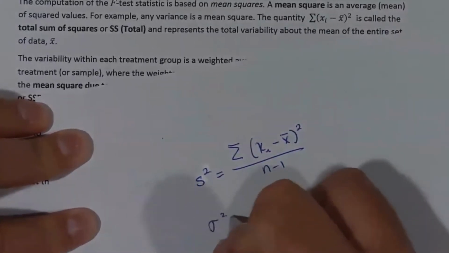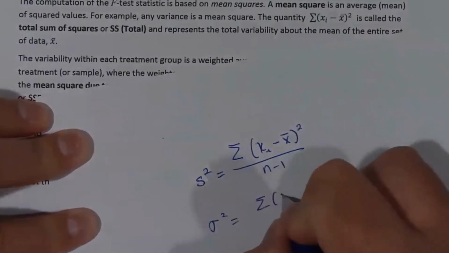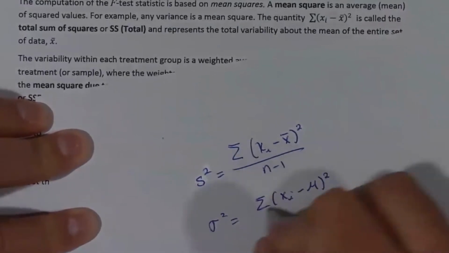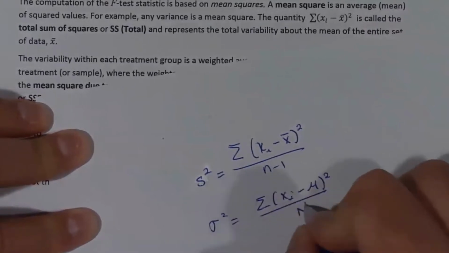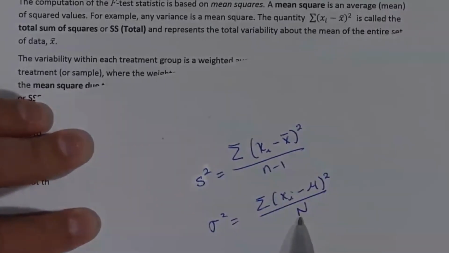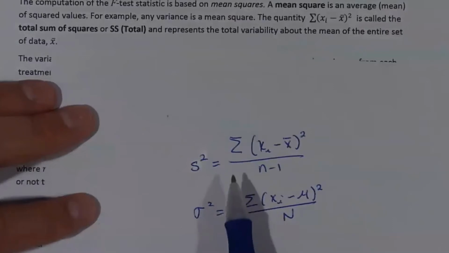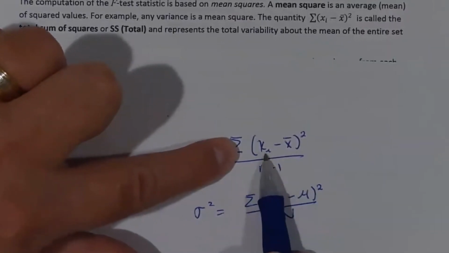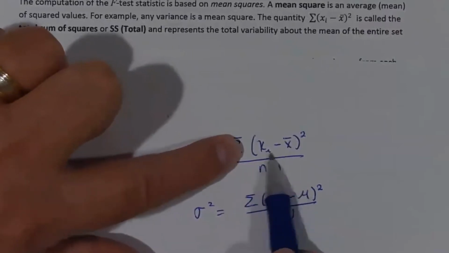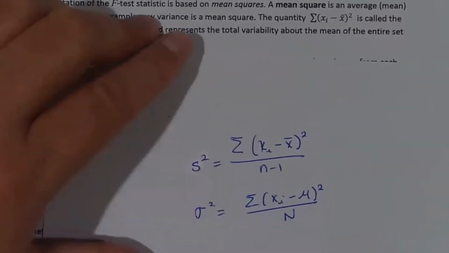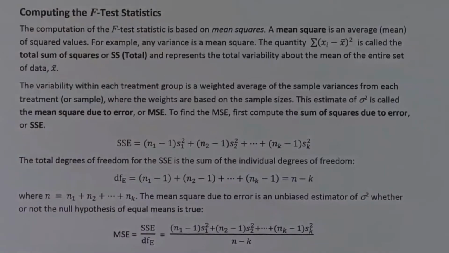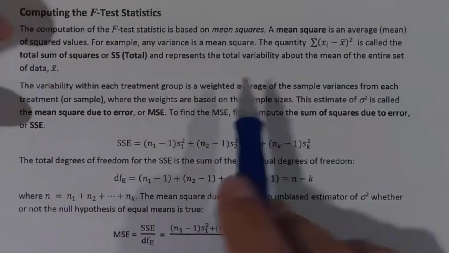Population variance was the same idea. We take each data value minus the population mean, square it, add them up, and divide by the size of the population. So I'm finding an average of the mean squares. The differences between the data values and the mean, squared, are the squares, and you find an average of that, which is the mean square. So variances are mean squares.